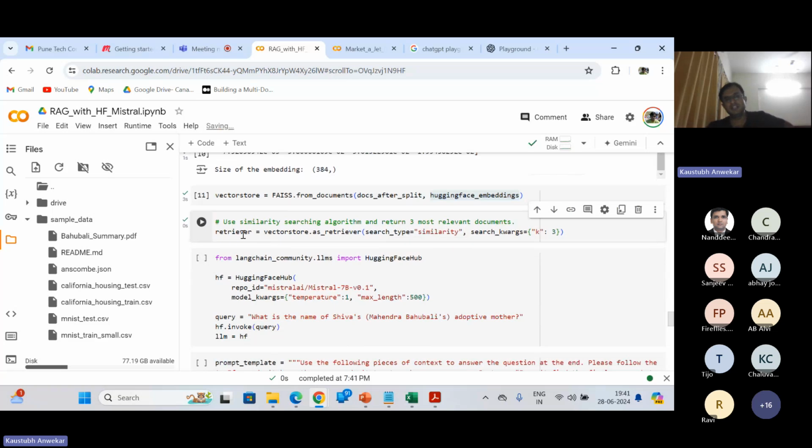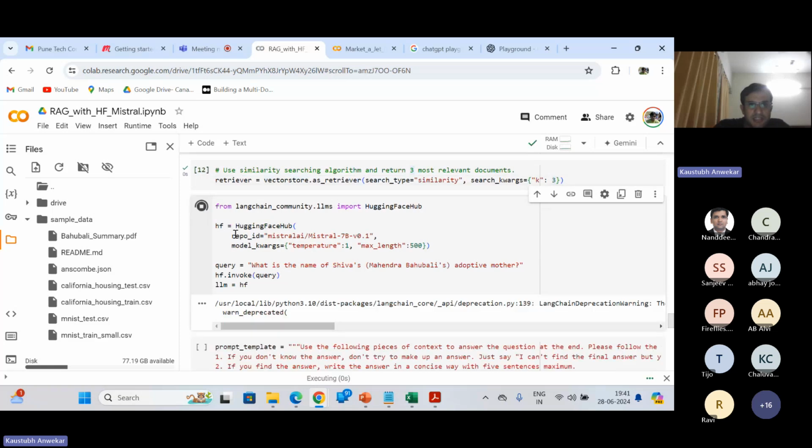Then I initialize a retriever. Retriever means, again, from the vector store, what we just discussed, right? For the given question, similar chunks should be found and sent to the LLM as the context. So here I give k equal to 3. That means the closest 3 chunks should be identified. I can give 4 also, 5 also, but that might increase the token size and it might fail when we call the LLM.